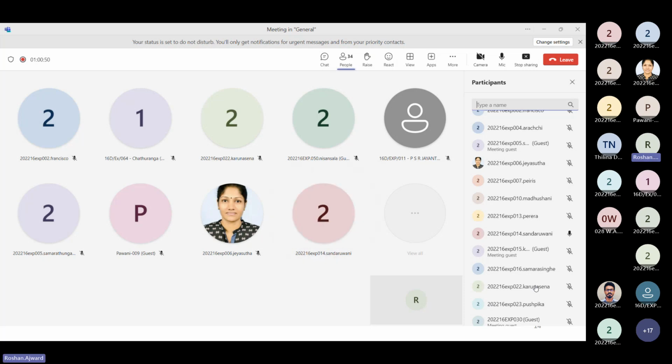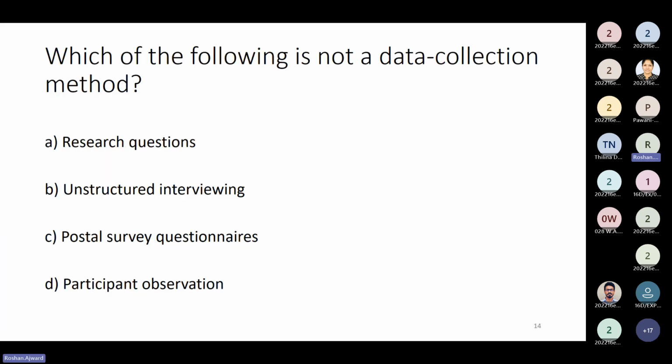And we are just joking. Don't take it seriously. Okay. Thank you. Then we have Samara Singh. Samara Singh, what do you think is the answer?